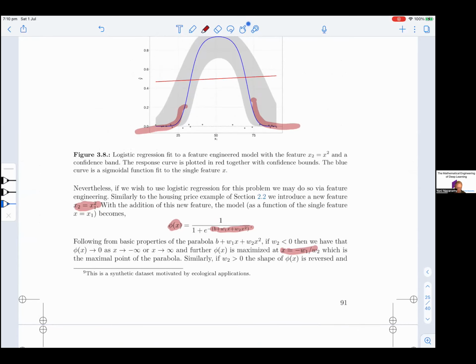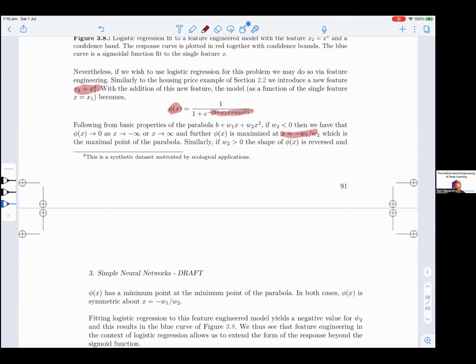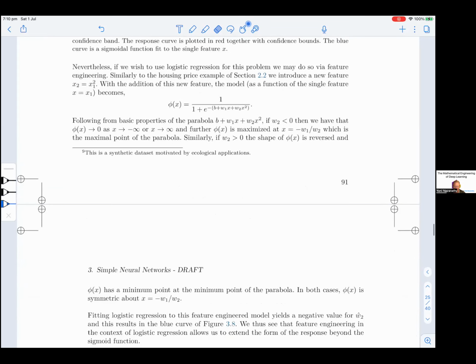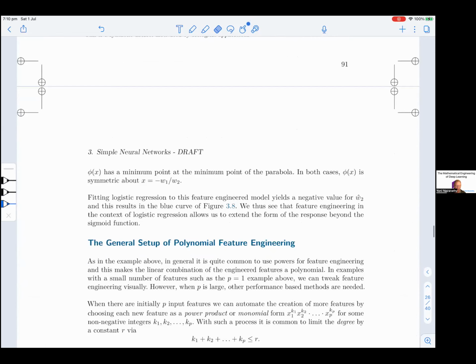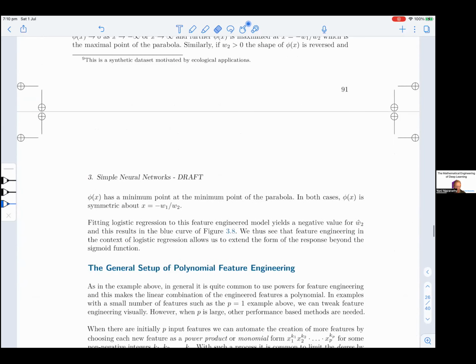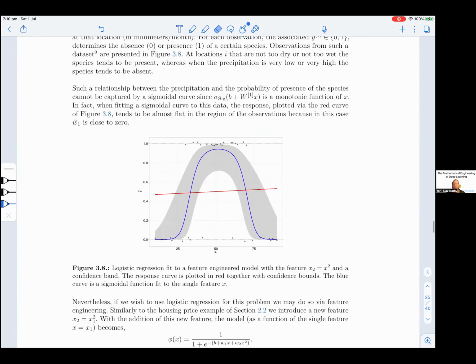Similarly, if w2 is greater than 0, the shape of phi of x is reversed. Phi of x has a minimum point, so if w2 was opposite, we could have had a curve like this, if this was the right thing for the data. In both cases, phi of x is symmetric about this specific x, okay? The details are not so important, but the point is that you see that with feature engineering, we took the sigmoidal curve and we actually managed to get a different type of curve.